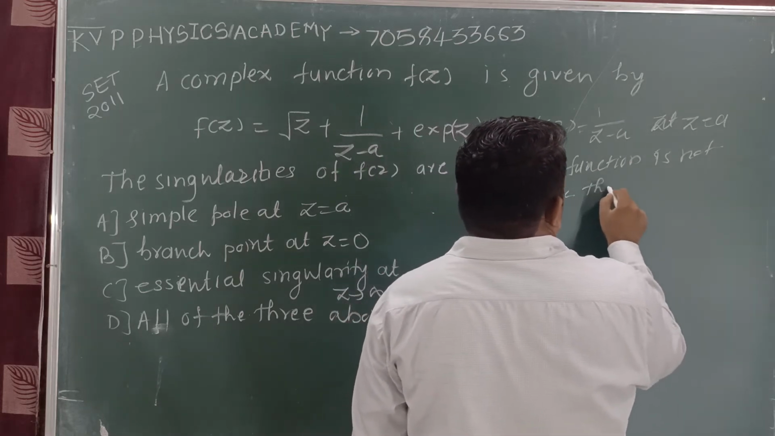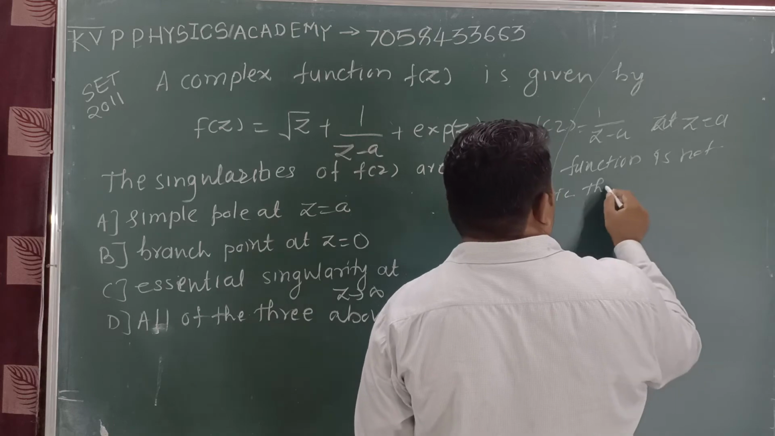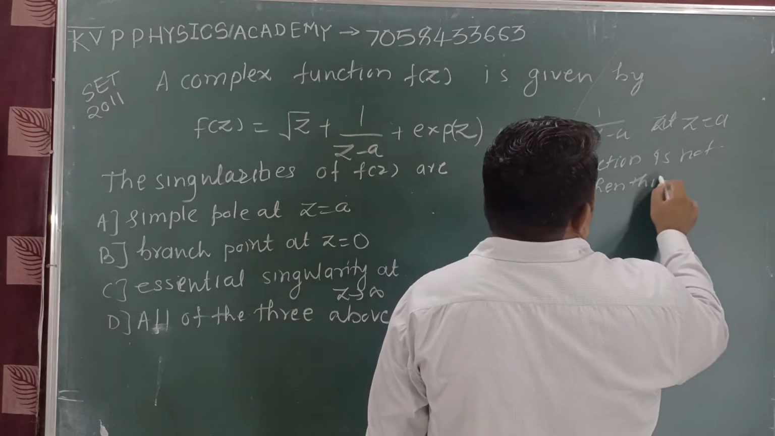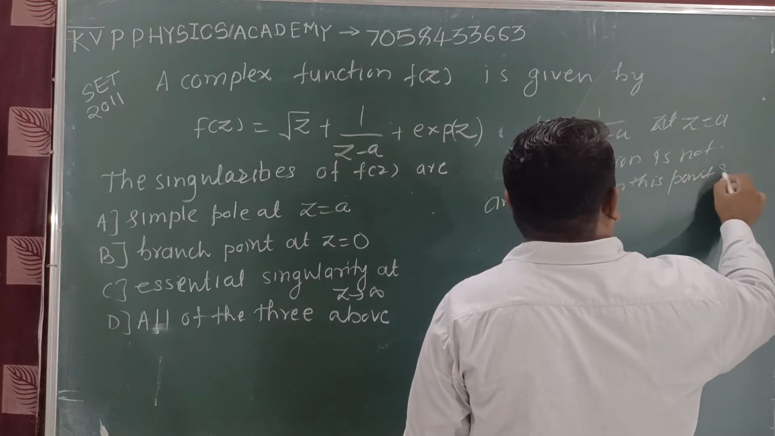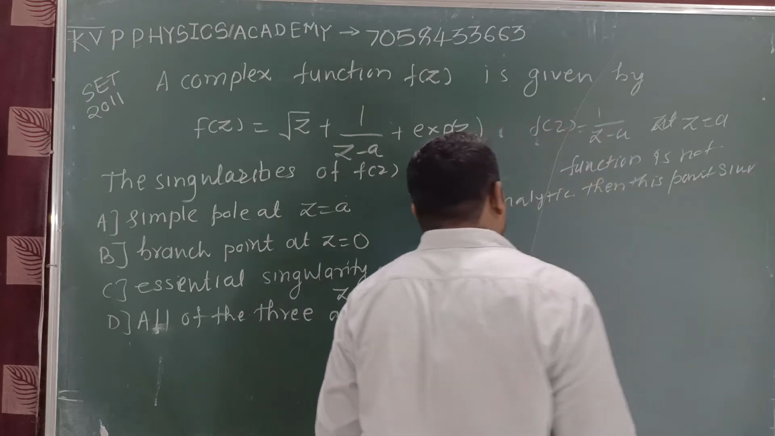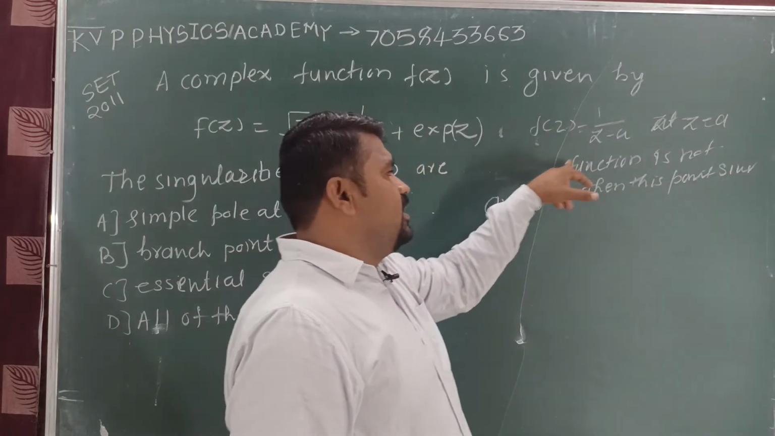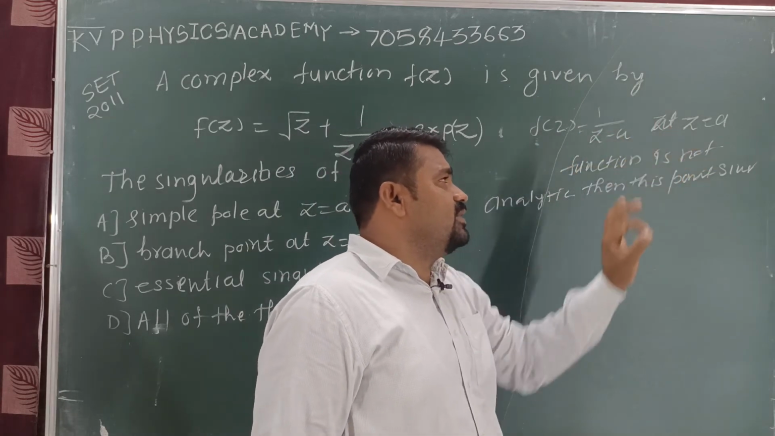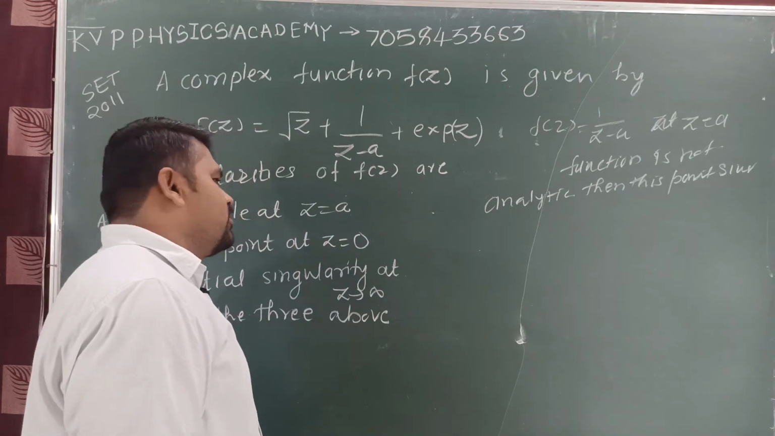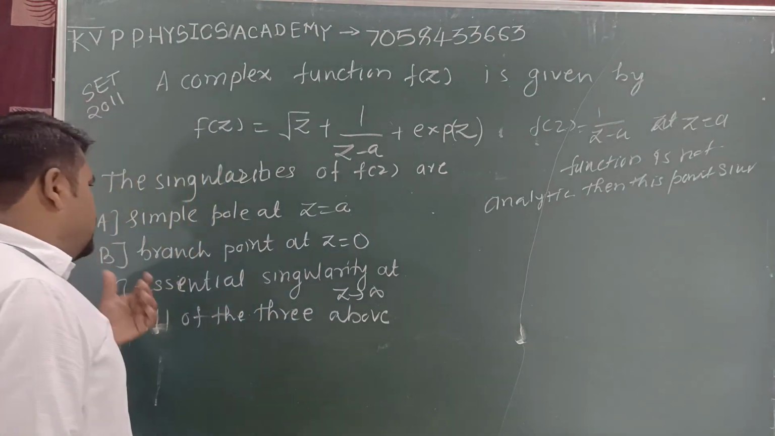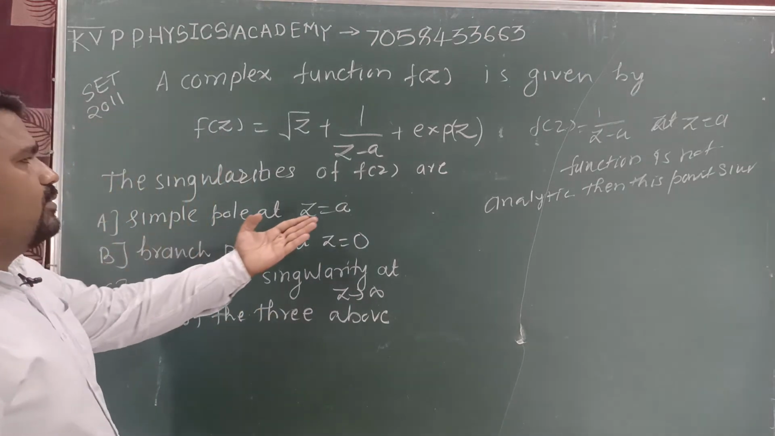Then this point is known as a singular point. f of z is equal to 1 upon z minus a means that z equal to a, this point is known as a singular point. This means we can check that there is a simple pole at z equal to a.